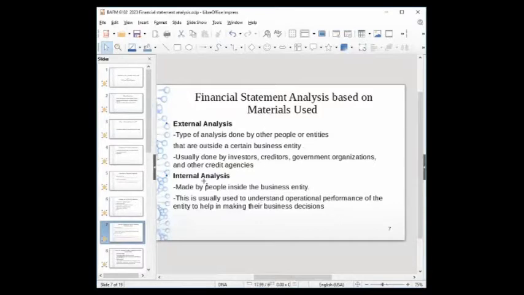In short, they are not connected to the company, and these are usually done by investors, creditors, government organizations, and other credit agencies. While the internal analyses are made by people inside the business entity, they are connected to the company. This is usually used to understand the operational performance of the entity to help in making their business decisions.